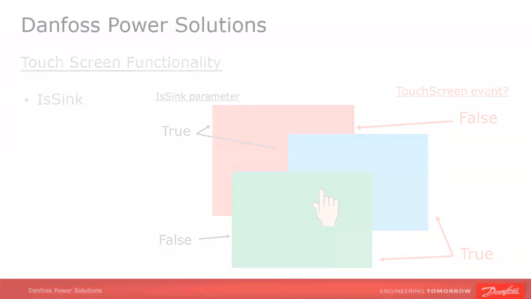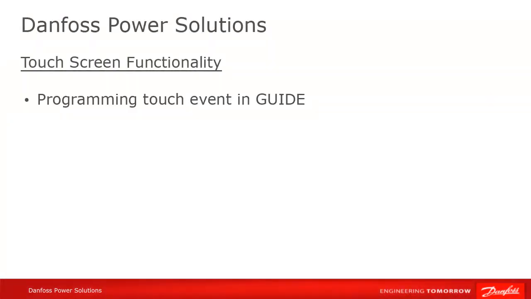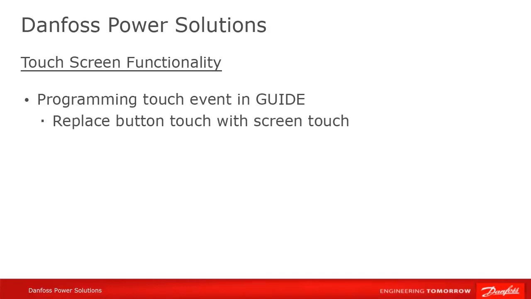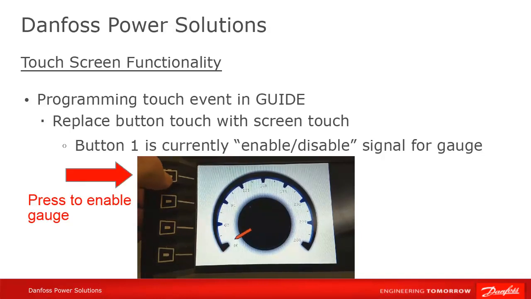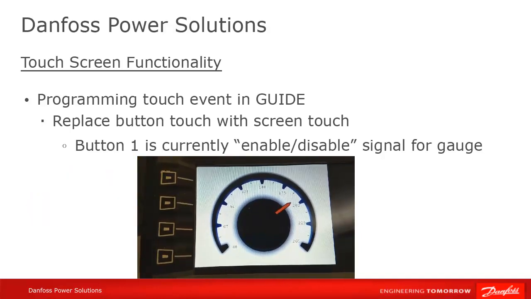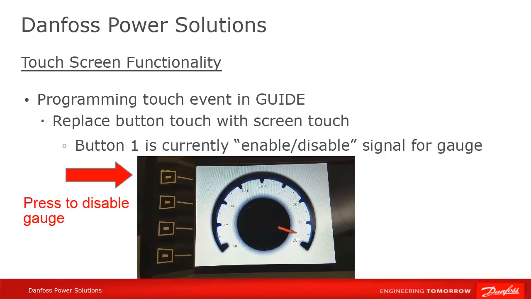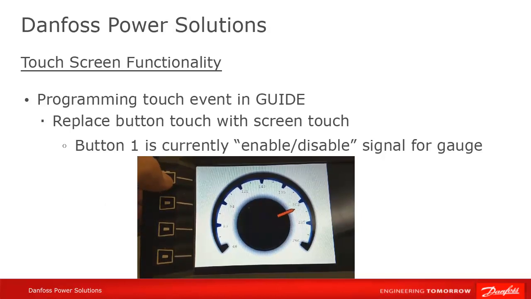So from a programming perspective, using the touch event is very easy. Let's say that we were currently using a physical button on the bezel of our display to trigger an event, and that we were porting the application to a new display where we wanted to take advantage of the touch capabilities. Let's look at how that could be done.